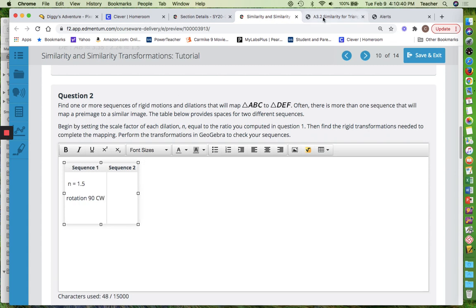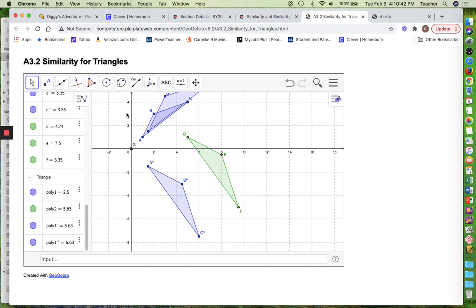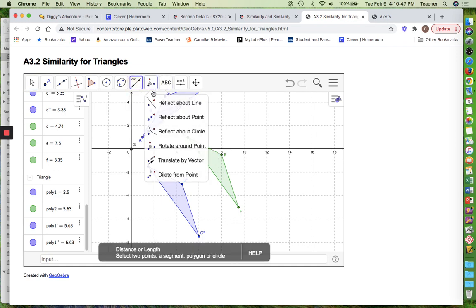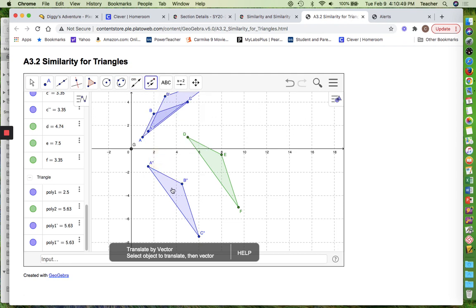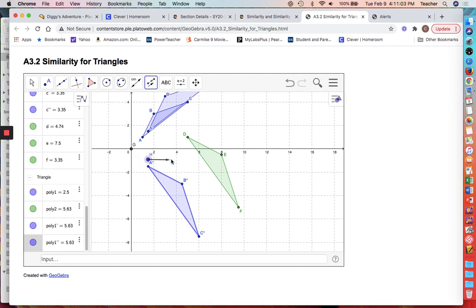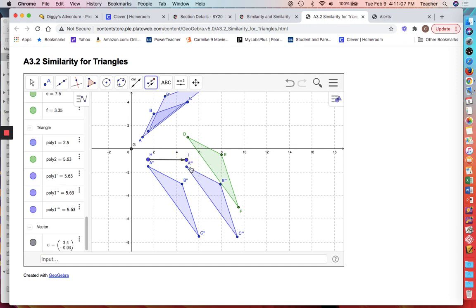Okay. So I'm going to kind of play around with this. I know it's going to be a translate, so I'm going to come over here to translate by vector. I'm going to click on this object. I'm going to go over 1, and maybe 3/4 of 1. So I'm going to click where I think it's going to be. All right, so it looks like it's maybe 1 3/4.